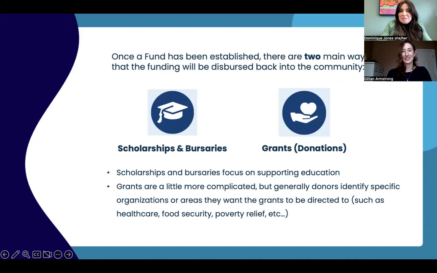Over to you, Gillian. Okay, so a donor comes to us, they've either contributed to a fund or they have established their own fund, and now it's time to get that money back out into the community. And so there are two main ways that that funding is dispersed back into the community. One method is through scholarships and bursaries.